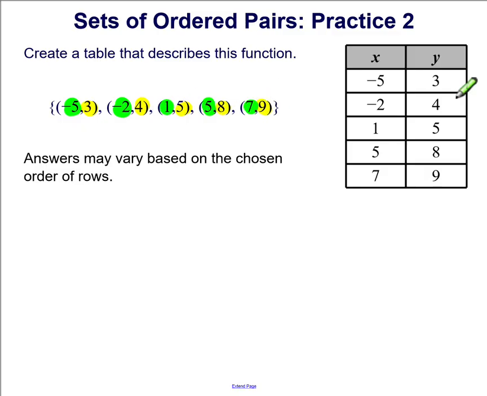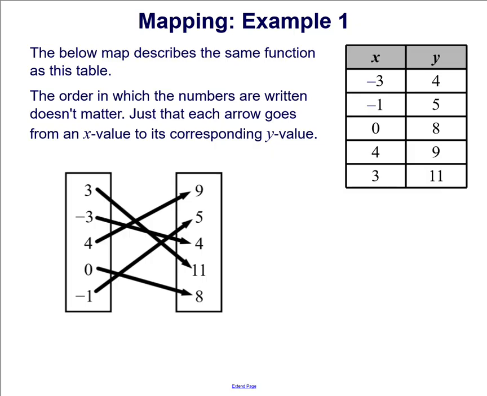Okay, so we have 3, 4, 5, 8, and 9. Just make a column based on the ordered pairs you see here. Again, answers may vary based on the chosen order of rows. I chose to do this from smallest to largest based on the x. There could be other options. Answers may vary. Here's an example of a mapping.